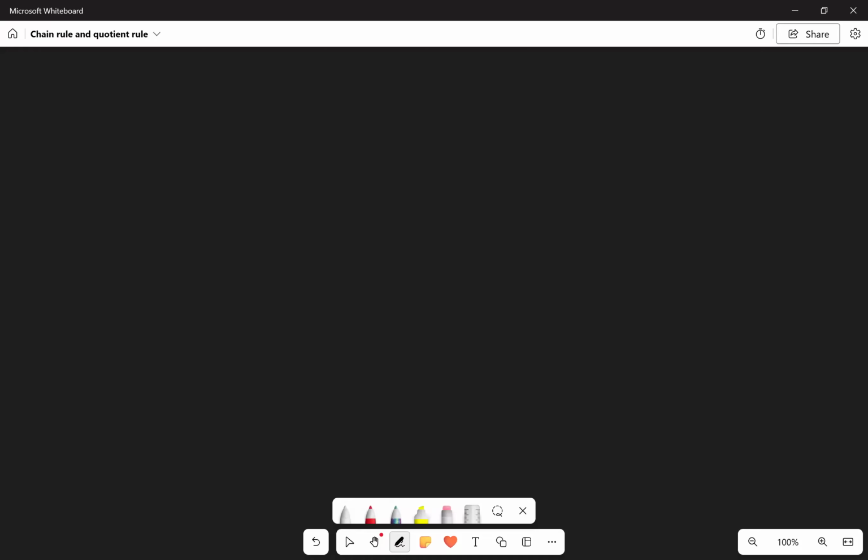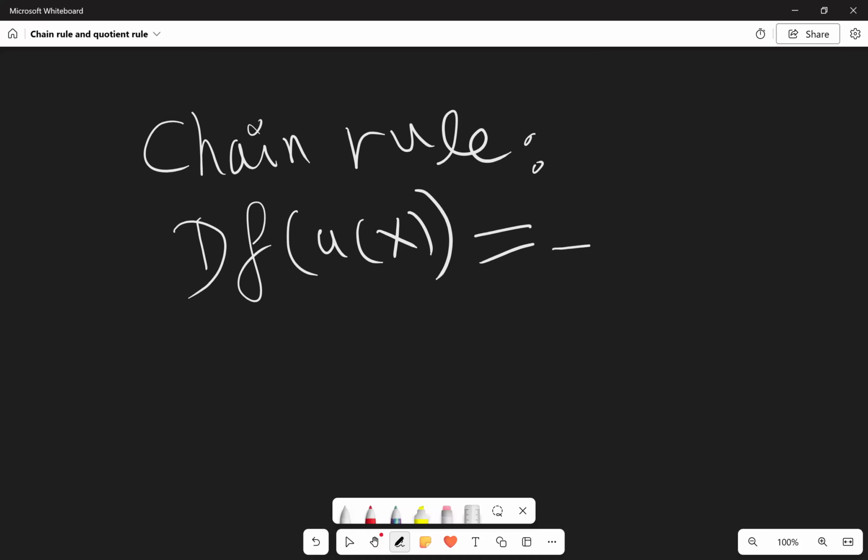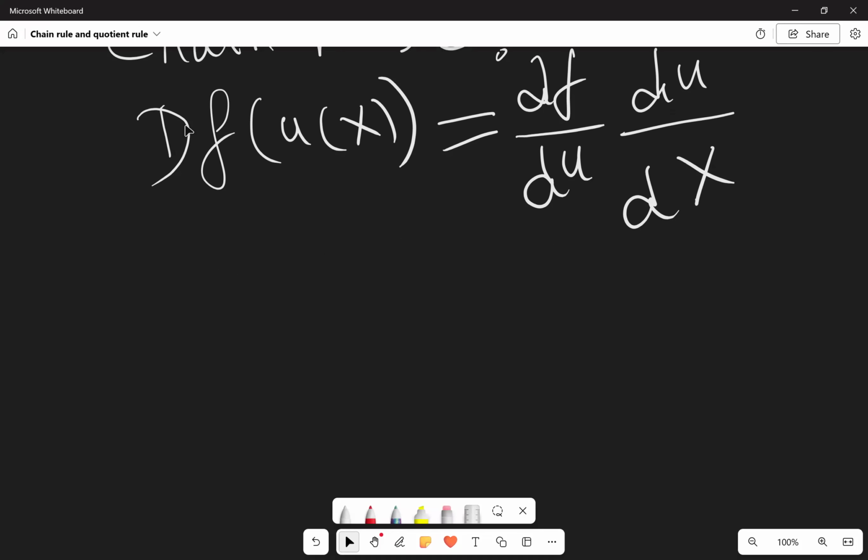Another very important rule is the chain rule, as to the derivative of a function f that is a function of another function u of x is equal to df by du times du by dx. Let's see it in an example.